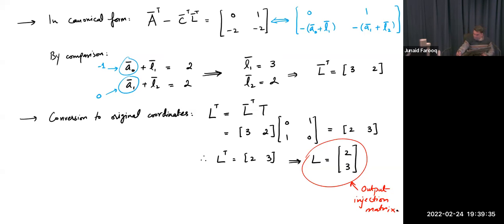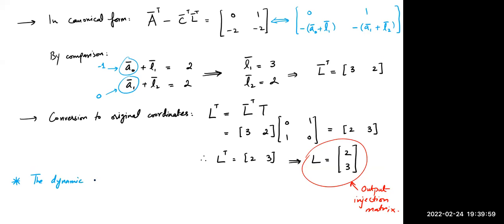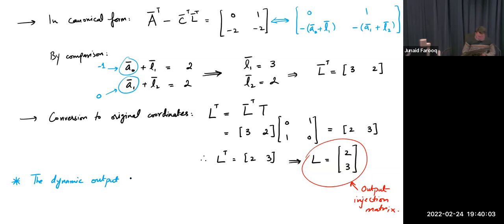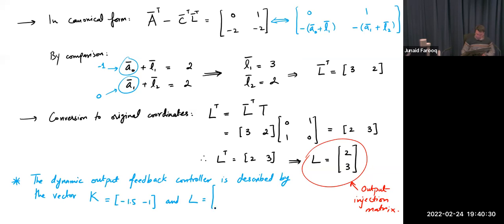Okay, so finally, you have basically found K and L. And if you implement it in the form of a dynamic output feedback controller, then you are going to have the observer poles and the controller poles placed as you wanted in the question. So the dynamic output feedback controller is described by the vector K equals -1.5, -1, and L equals 2, 3.